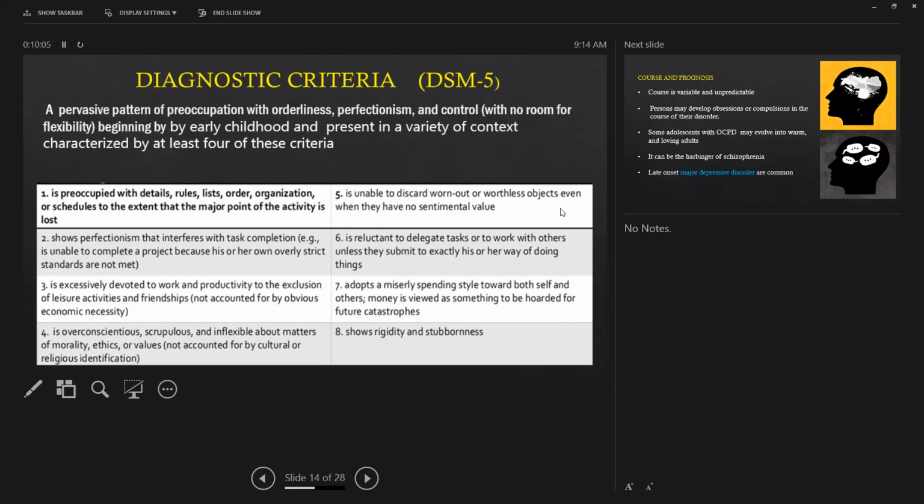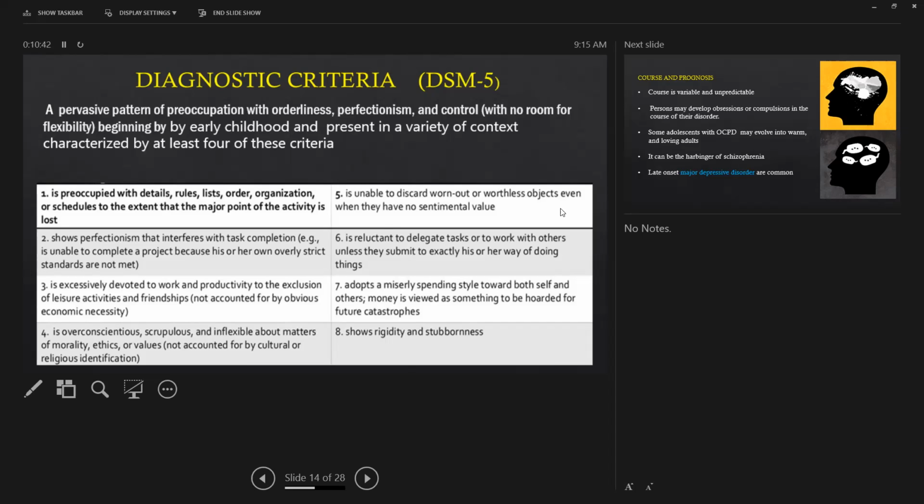Is excessively devoted to work and productivity to the exclusion of leisure activities and friendship. Is over-conscientious, scrupulous, and inflexible about matters of morality, ethics, or values that is not accounted for by culture or religious identification. Is unable to discard worn-out, worthless objects even when they have no sentimental value. Is reluctant to delegate tasks or to work with others unless they submit to exactly his or her way of doing things.